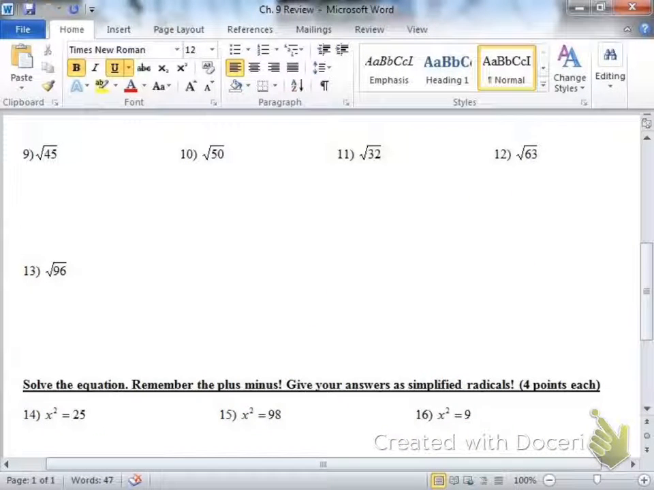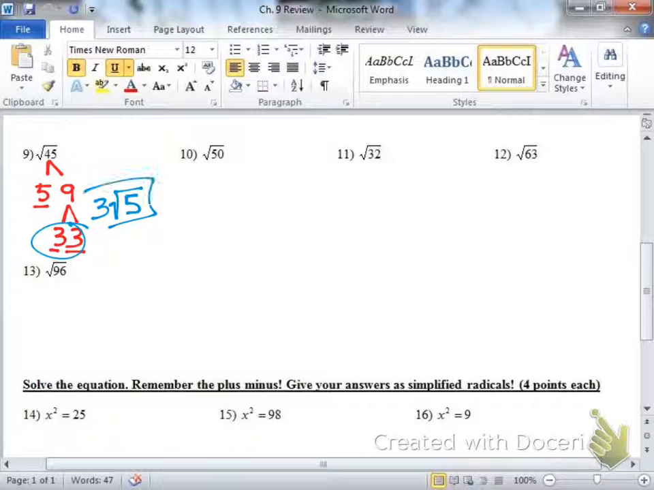All right, let's jump down to number 9. Square root 45. 45 is not a perfect square, so we need to start with a tree. 5 and 9. 3 and 3. 5's prime, 3 is prime, 3 is prime. So now you can start pairing them up. 3. These go together. So they're on the outside. Who's stuck on the inside? 5. The 5. Great.